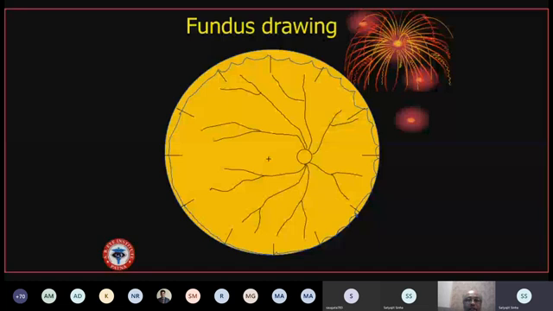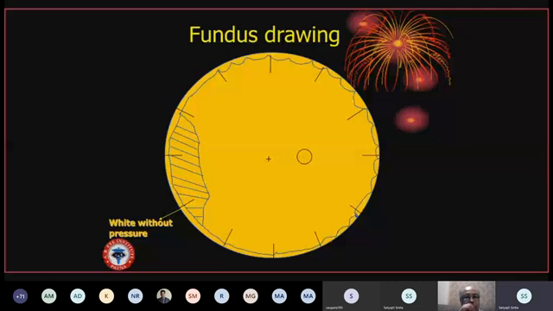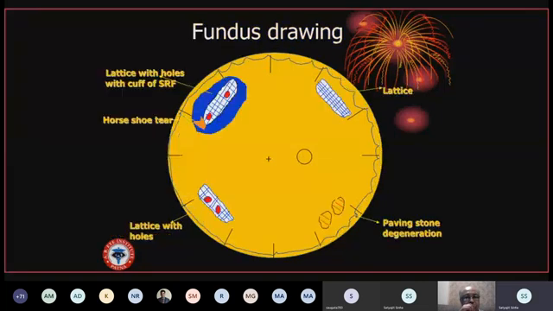Yes, sir. So this is the fundus drawing. We all know this, I've already explained all of it, so I can go on fast. For a horseshoe tear or any tear, you make red color to fill up the tear or the hole, followed by a blue outline. A retinal hole with operculum is again red, and the operculum, since it's in the vitreous cavity, has to be color coded green. This is white without pressure, blue hatch lines.